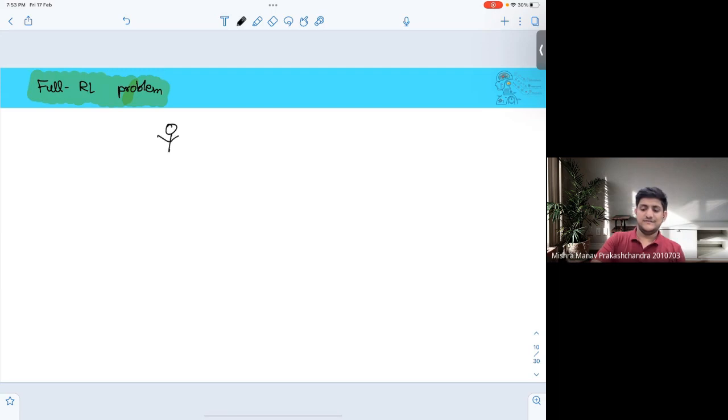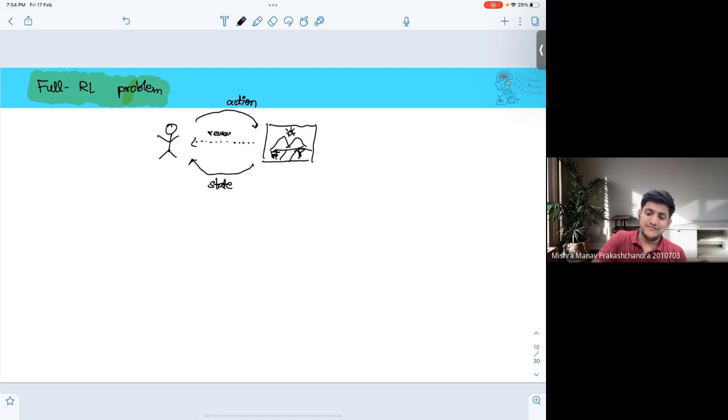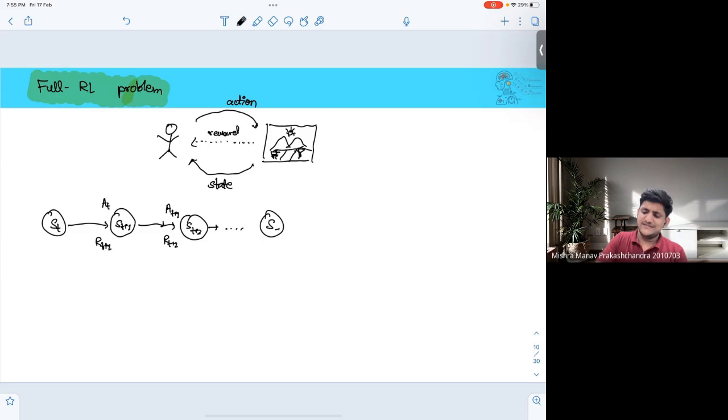So in full RL, we have some agent, we have some environment. Okay, so the agent takes some action, the environment returns the next state as a result of that action, and based on that, it also evaluates the action taken by the agent by means of a reward function. Okay, so you can think of it like, you have state S_t. Here you take action A_t, get reward R_{t+1}, go to state S_{t+1}. Okay, similarly, you take action A_{t+1}, get reward R_{t+2}, reach state S_{t+2}, and so on until you reach some S_T, which is some terminal state.